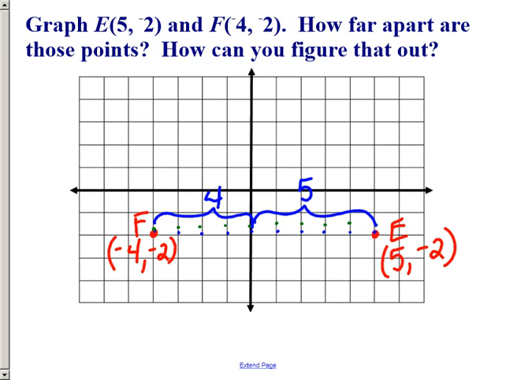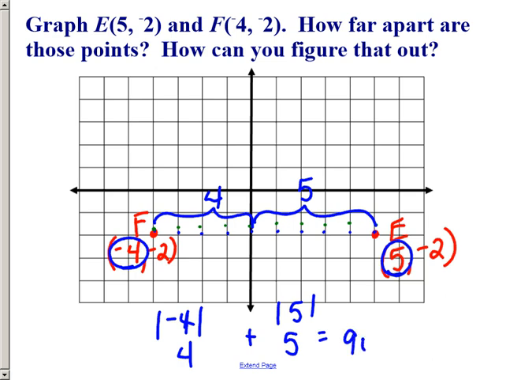And if you think about it, that sort of ties into the 5 and the -4 that are our x-coordinates, because the absolute value of -4 is 4, and then we add the absolute value of 5, which is 5. So the total distance apart is 9 units. So whichever way you look at it, the total distance apart is 9 units. Possibly the easiest way to look at it is really to just count the spaces.